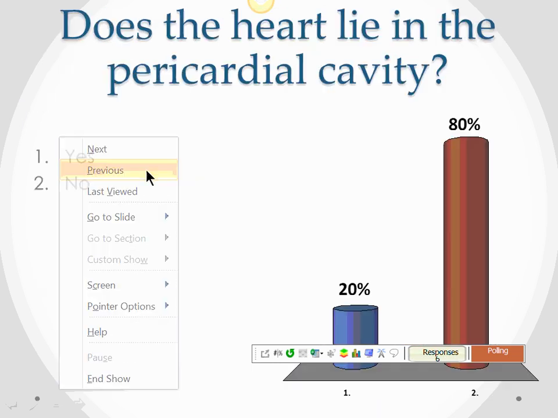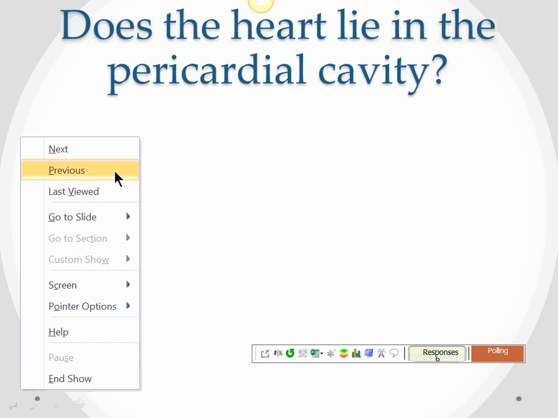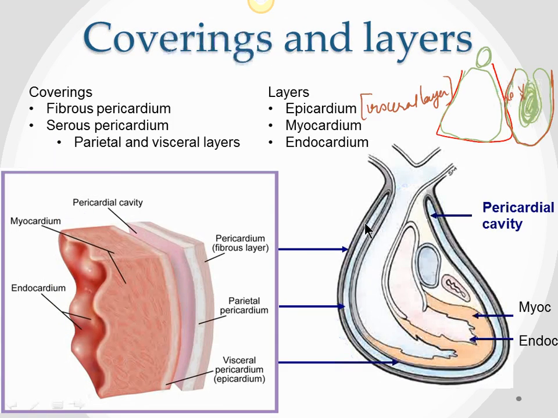Again, to go back and look at this image. This is the pericardial cavity. It is present between the parietal and visceral layers. Look at this. This is the pericardial cavity between the parietal and visceral layers. So if there's blood, it's going to be between the parietal and visceral layers.